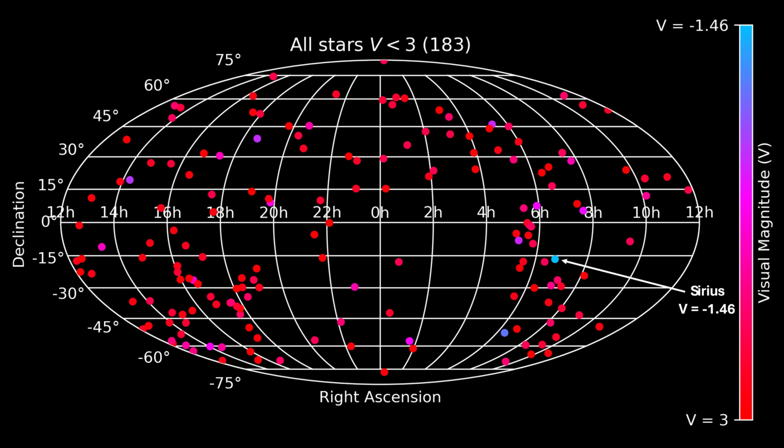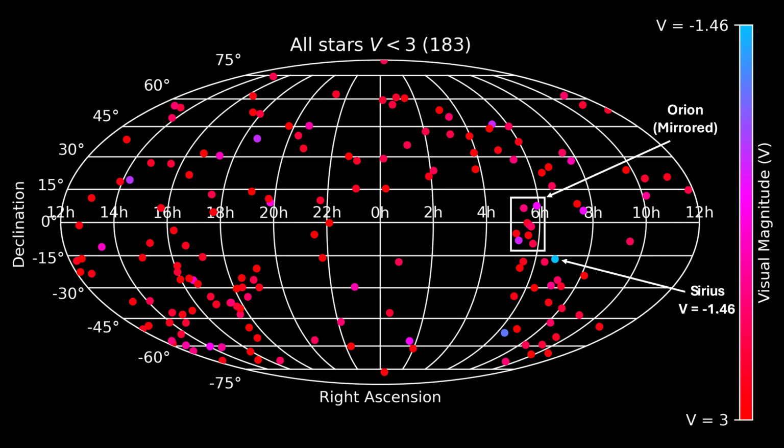The first refinement, oh yes, a couple notable things. Sirius is on here. It has a Vmag of negative 1.46, and you can also see Orion on this plot. It's mirrored, but pretty much all the characteristic stars in Orion are visible on this plot.